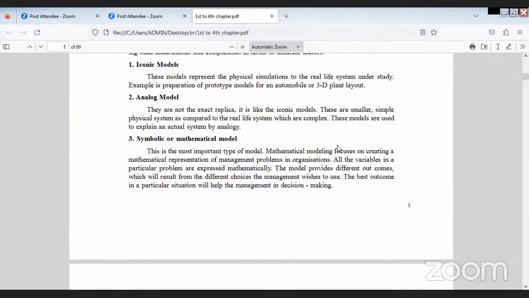You have to write iconic model and analog model definitions. You do not need to write the entire matter, you can write the definition. Understood? Yes.